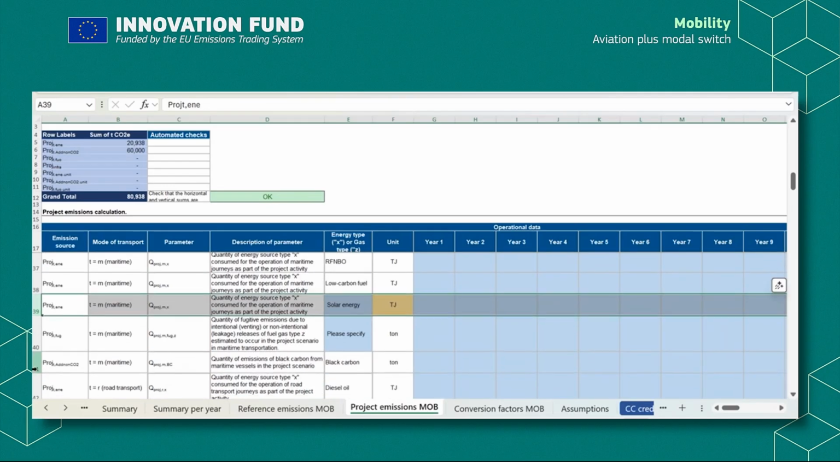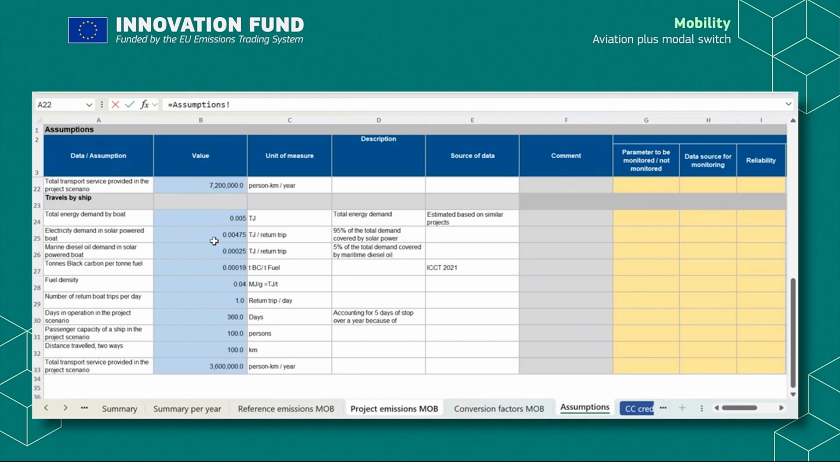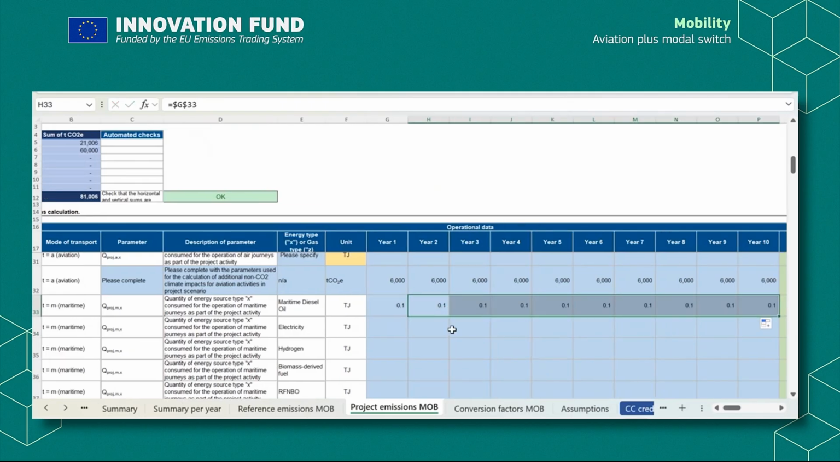The amount of marine diesel oil consumed by the boat in year 1 will be the diesel demand in the boat per return trip, which corresponds to 5% of the total energy demand of the boat, multiplied by the number of return boat trips per day, and the number of operating days in the year. This gives us 0.1 terajoules of energy. I will assume this amount of energy consumption will remain constant over the years.